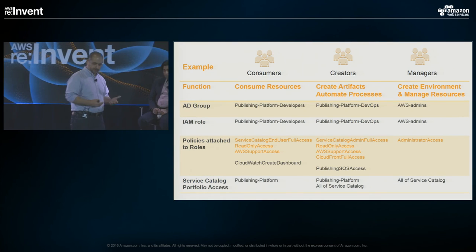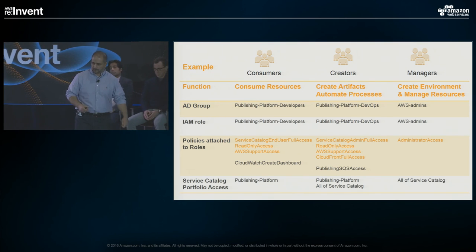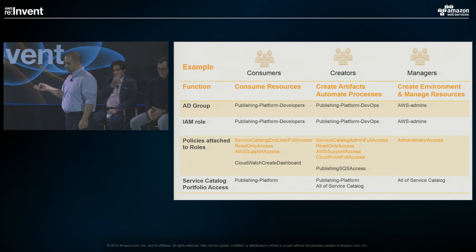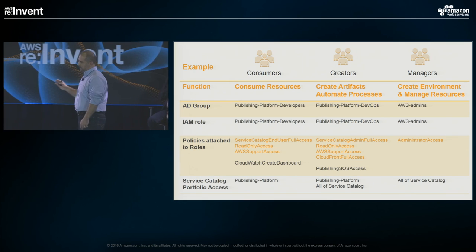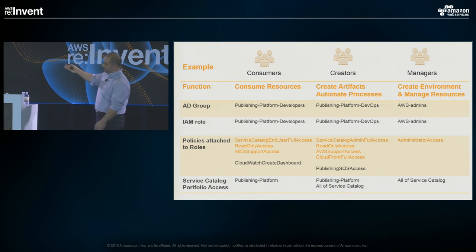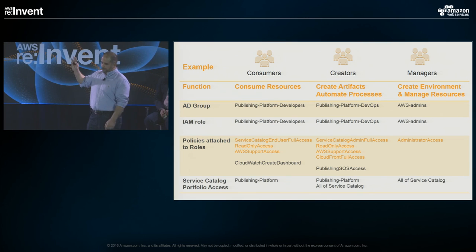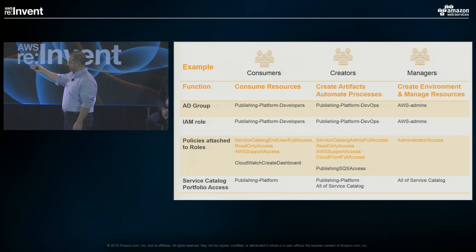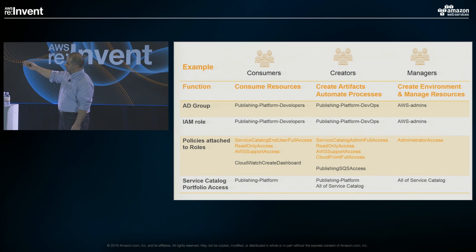So here's an example of what it looks like, for example, for Wiley. Active Directory group maps to the IAM role, and these are the policies that, for example, are attached. The ones that are highlighted in orange are managed policies that we used, so it's very easy to give users access to it. Here's a few benefits just to point out.